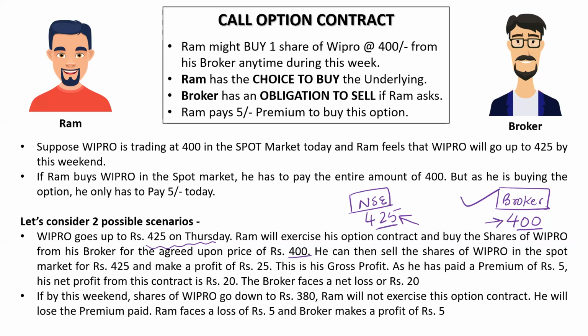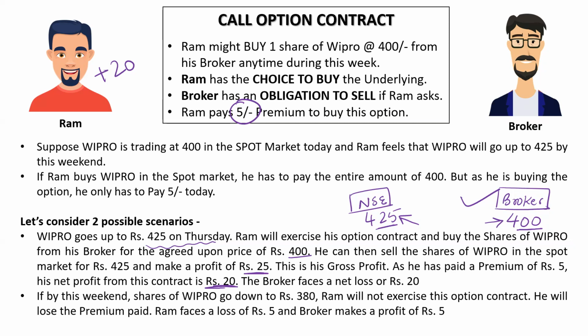He can then sell the shares of Wipro if he wants. So if he wants, he can sell the share of Wipro in the spot market for 425 and he can immediately make a profit of rupees 25. This 25 is his gross profit. Why is it the gross profit? Now he has also paid a premium of rupees 5 in order to purchase this contract and we have to adjust it with the profit. So 25 minus 5 gives us a net profit of rupees 20. So Ram in this scenario is having a net profit of 20.